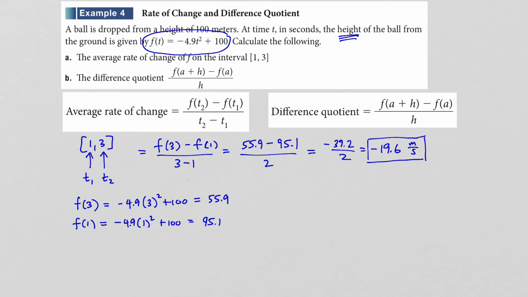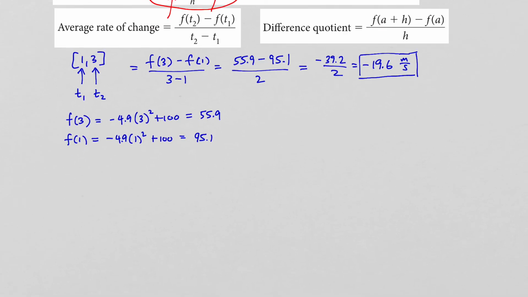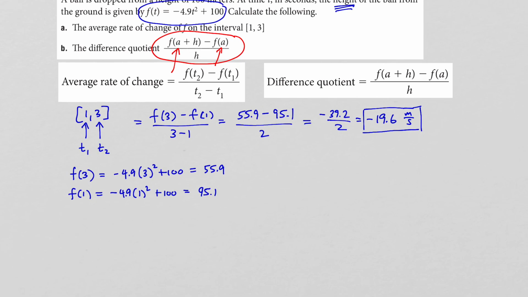Now for part B, they want us to find the difference quotient. Now the difference quotient is a little bit more abstract because notice when they say to find the difference quotient, they don't give you a particular value for a, which means you're going to leave it in the form a plus h, right? So f of a plus h minus f of a divided by h. So let's go through and calculate the difference quotient for this.